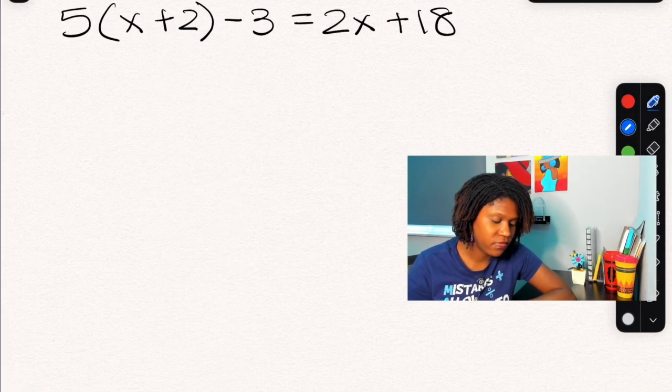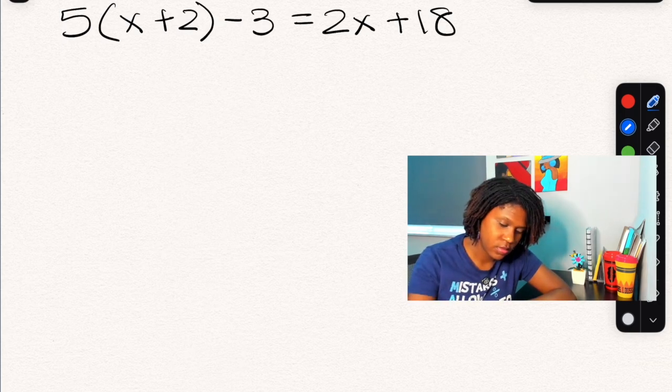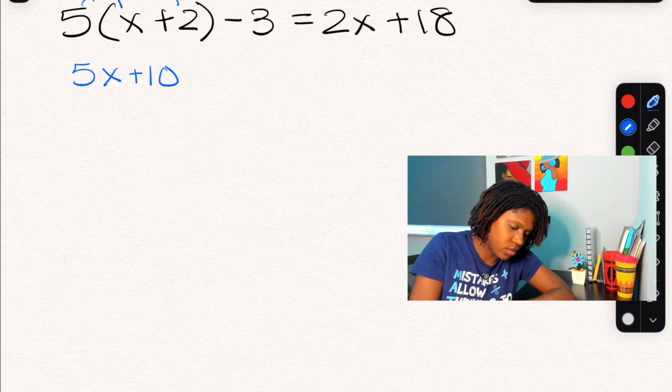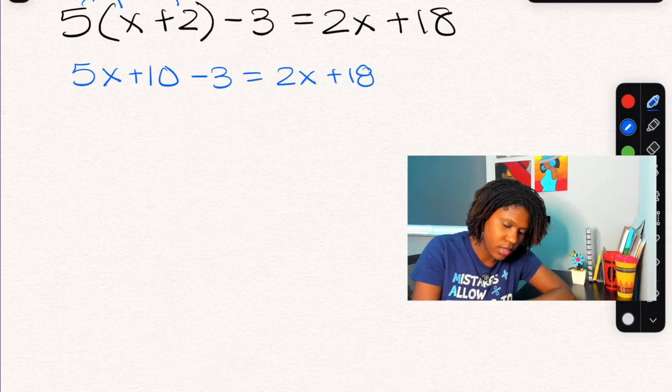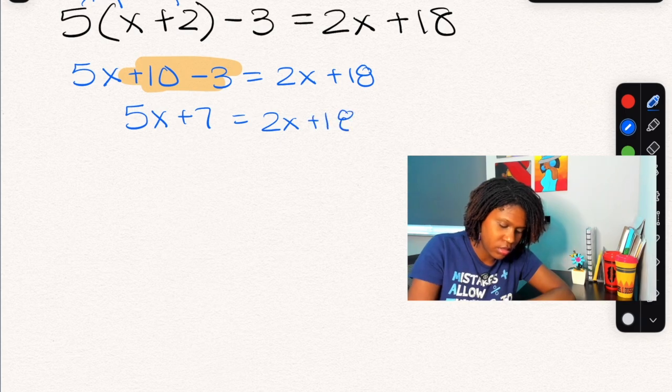All right, 5 times x plus 2 minus 3 is equal to 2x plus 18. Our first step would be distributing. So 5 times x is 5x, plus 5 times 2 is 10, minus 3 is equal to 2x plus 18. Then we're going to combine our like terms. 5x plus 7 equals 2x plus 18.